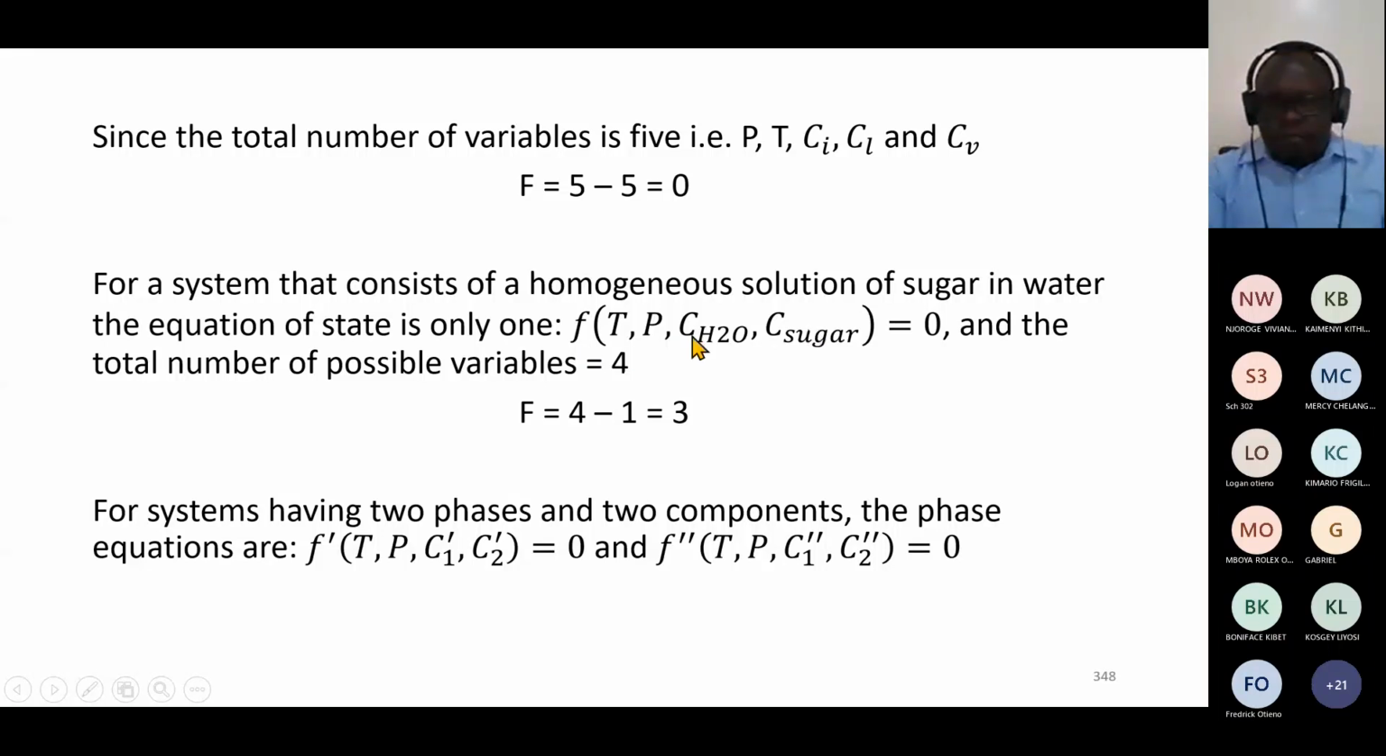The equation of state is given by this. We have a defined temperature and pressure. And then we have a concentration of water and concentration of sugar. These are the variables. So this means that the total number of variables is 4. So to get the degrees of freedom, it's going to be total number of variables minus the number of equations. So that is 4 minus 1. This equals 3.